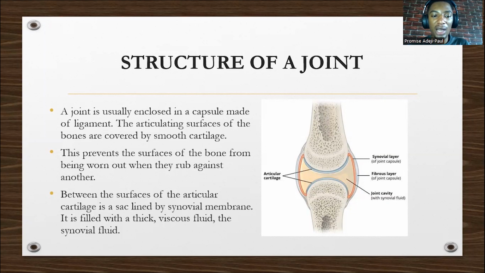Between the surfaces of the articular cartilage is a sac lined with synovial membrane, and it is filled with a thick viscous fluid called the synovial fluid.